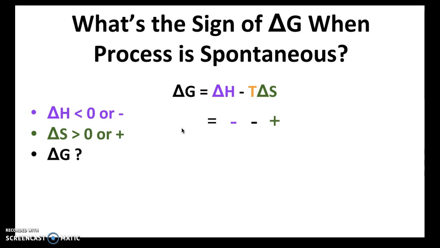Right, so if you have a negative number subtracted by a positive number, overall you're going to get a negative number. And so under spontaneous, when a reaction is spontaneous, delta G is going to be negative, or less than 0.